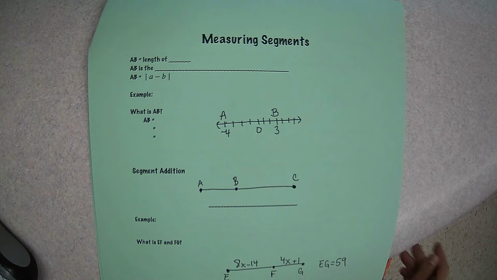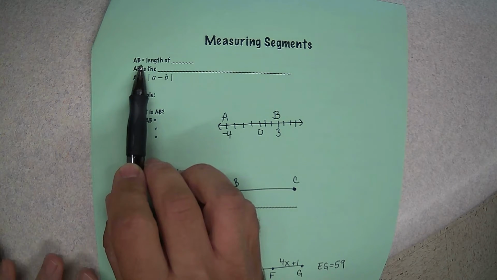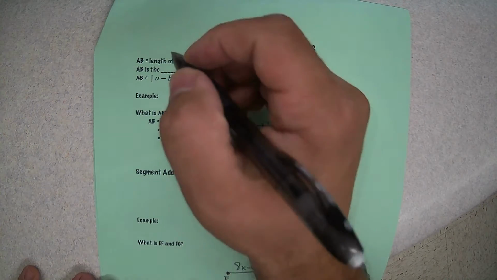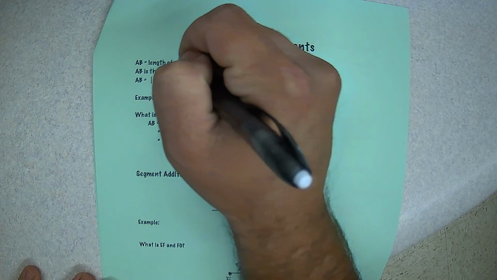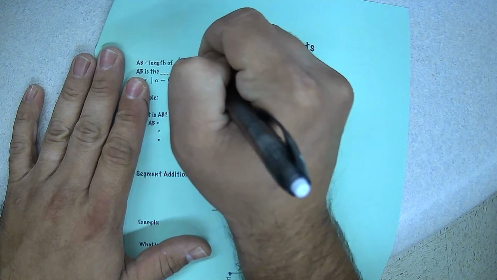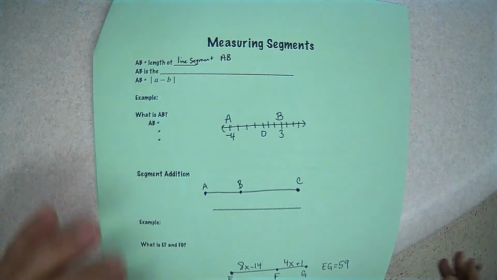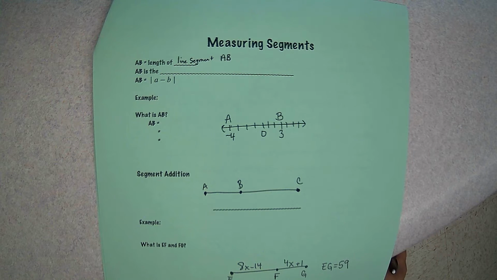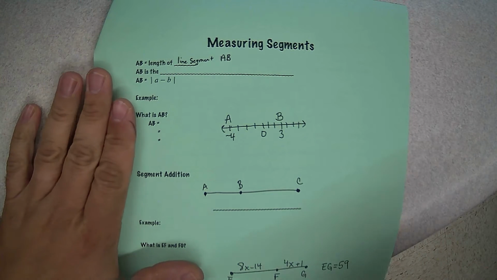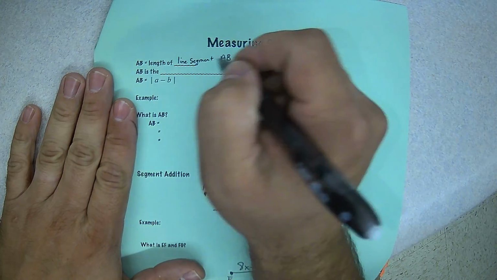We are looking at measuring segments. Anytime you see a notation like this, AB, this is talking about the length of the line segment AB. So we are looking at the length of that line segment AB. When we're talking about the length of it, it's actually the distance between those points A and B.